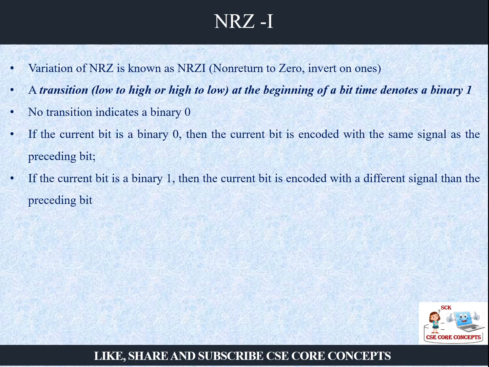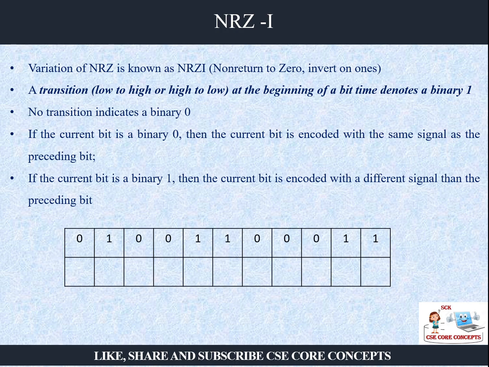Now, invert on ones means what? It is not that the binary 1 will always have a low to high or always a high to low. No. If the current bit is 0, then it is the same signal as the previous one. There will be no transition. But if the current bit is binary 1, then it will be a different signal than the preceding bit. It means if the earlier one was high, then this will be low. Let us see for the same bit stream. Initially it is 0. As we said, there will be no change. So let us say it is a lower voltage.